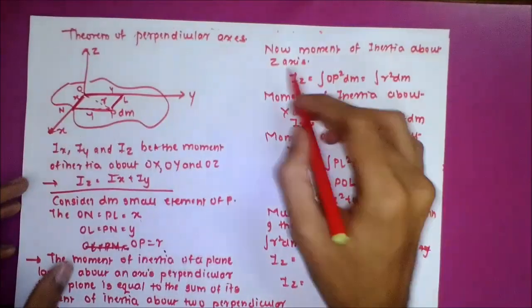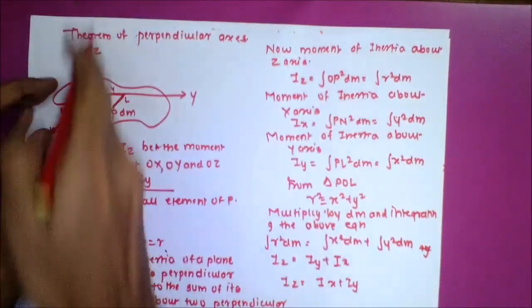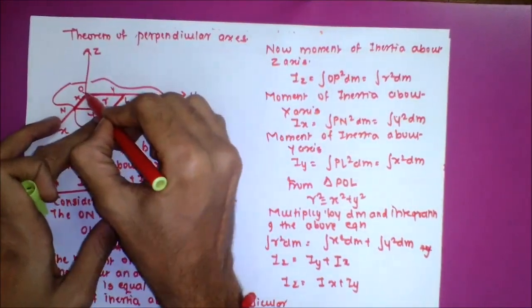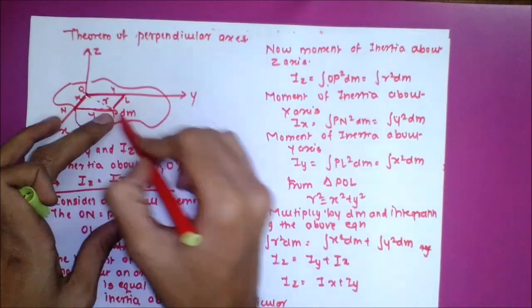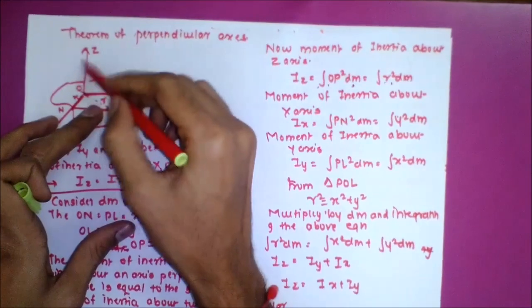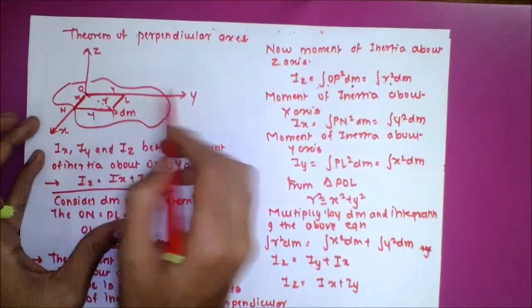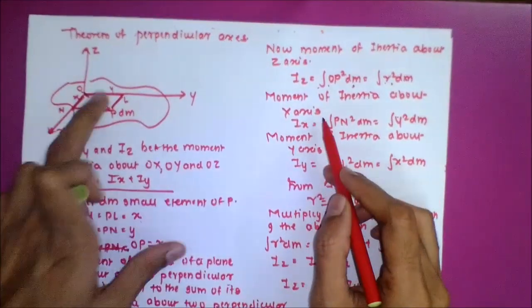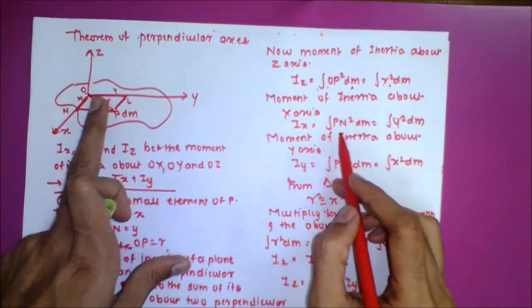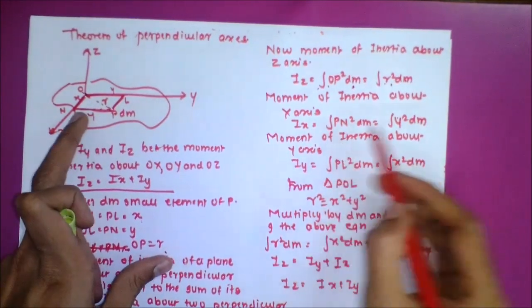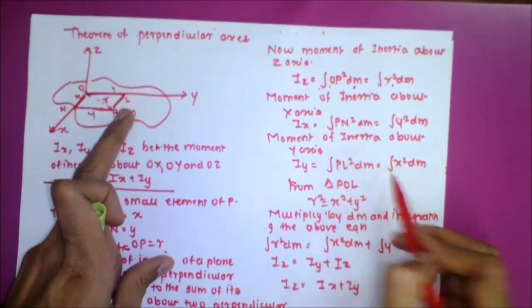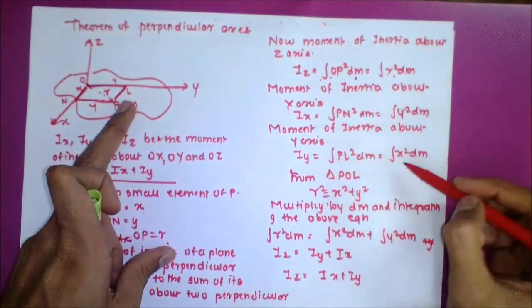Now the moment of inertia about the z axis is given by the distance of the particle from the origin multiplied by its mass. So that distance is OP, squared, multiplied by its mass. We integrate it, we get r square dm. Next, along the z axis, we will find it around the x axis also, and for the y axis also. So for the x axis the distance is PN, and that becomes y square dm. And for the y axis the distance is PL, that becomes x square dm. So we integrate each time.